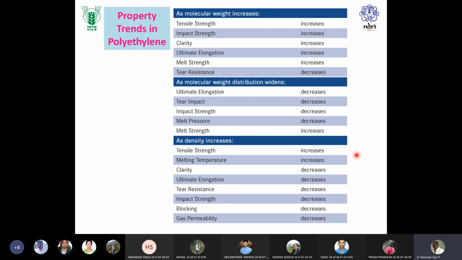Now, I just gave you a mention about what happens in the properties of polyethylene when the molecular weight changes or when the density changes. I thought of giving you a comprehensive summary of those properties. On your screen, you can see what is happening to the optical and mechanical properties when molecular weight increases. And similarly, when the density is getting changed, what is happening to the properties? So you can have a glance at a later stage too.